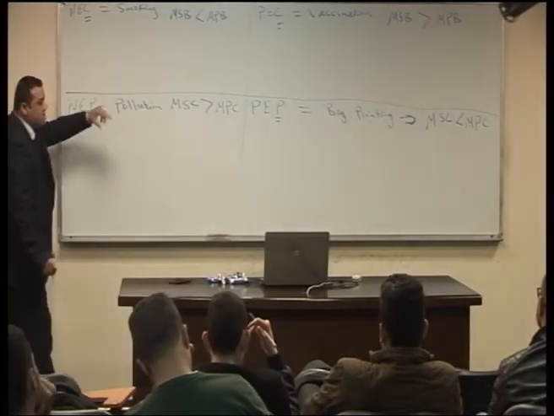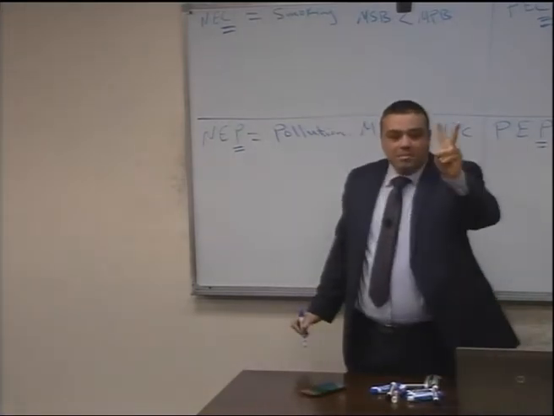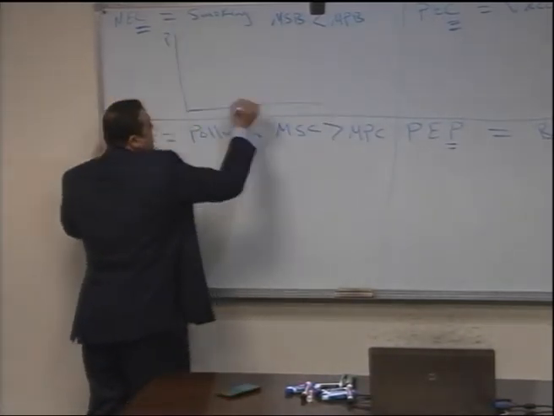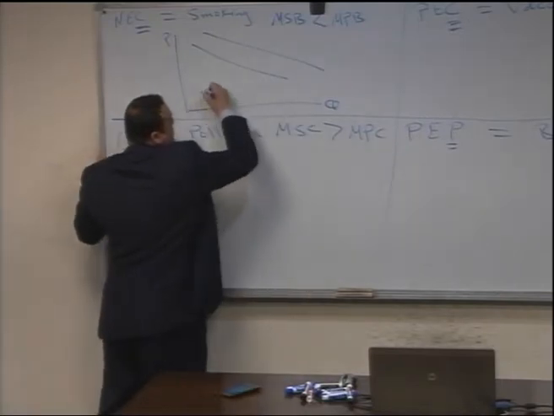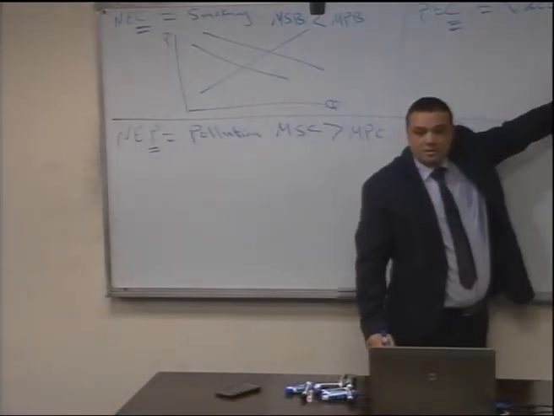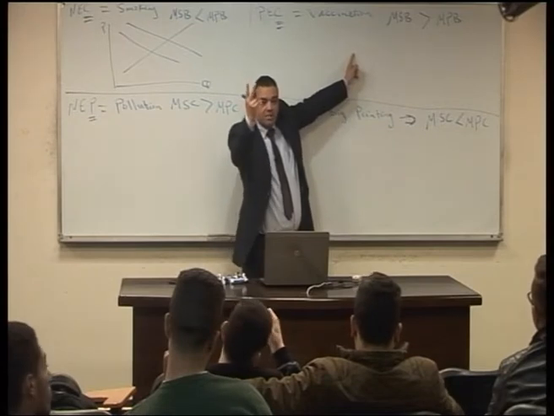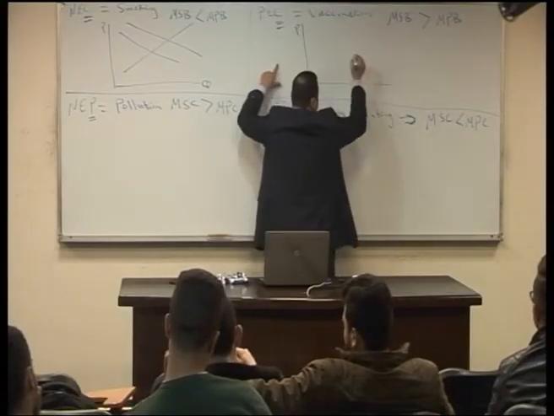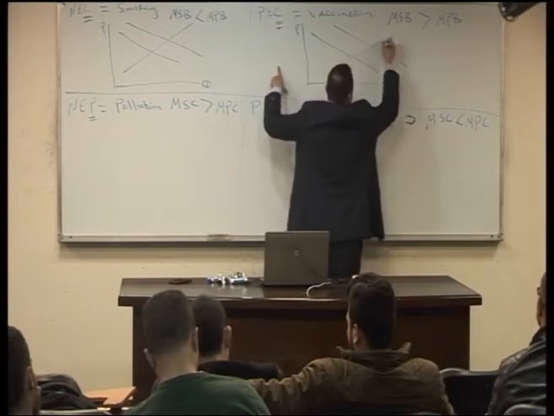Let's come back here. As we mentioned, when we talk about consumption, the graph should include two demand curves and one supply curve. So let's draw two demand curves here, price and quantity of cigarettes. This is D1 and D2, and here is one supply curve. This graph is also about consumption, so it should include two demand curves and one supply curve: price of vaccination here, quantity of vaccination here.